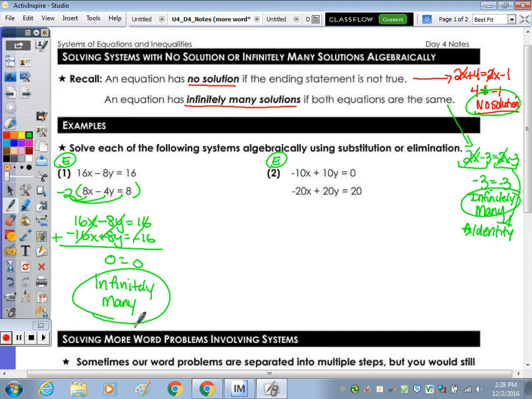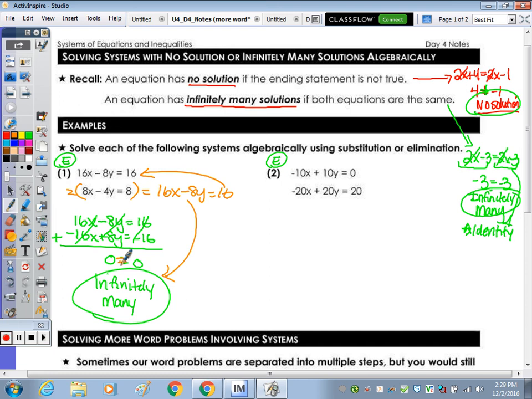These are the exact same equation. If, instead of multiplying this by negative 2, we just doubled it, we would have gotten 16x minus 8y equals 16. And you can see that they're the exact same equation. So if you notice that in the beginning, you can just show what I have in orange and then state the answer. Or you can go ahead and solve it as a system, and then if it's equal, it's infinitely many, and if it's not, it's no solution.